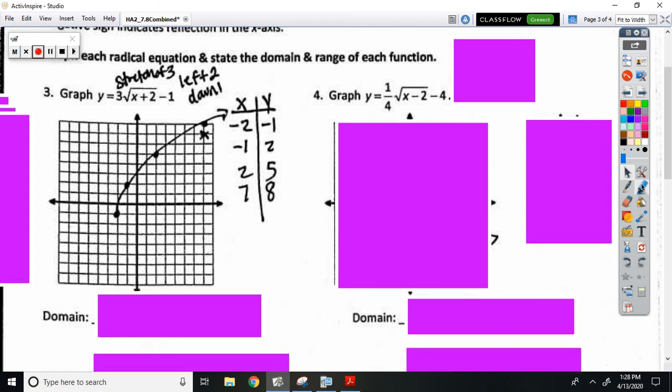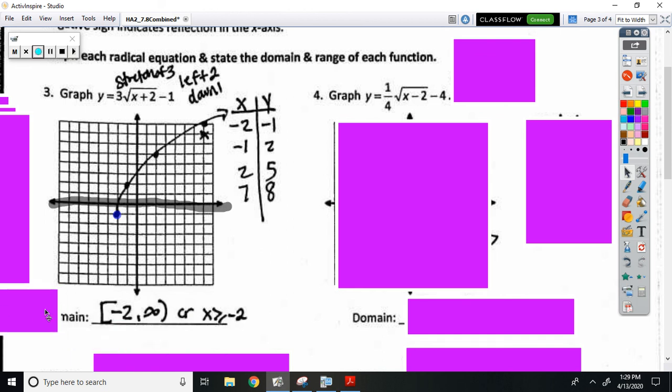Okay, now for our domain. Again, we're thinking about the x-axis. What's the smallest it ever touches on the x-axis? Right here, -2. So it should be -2 to infinity. So bracket -2 to infinity. Or you can also write x is greater than or equal to -2.